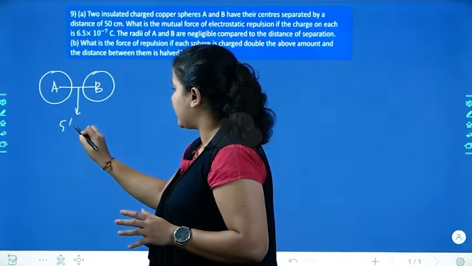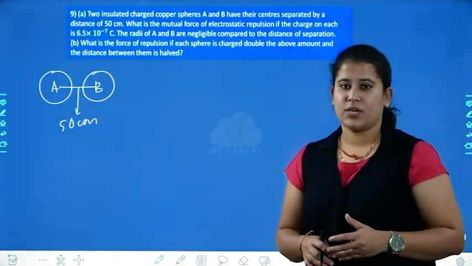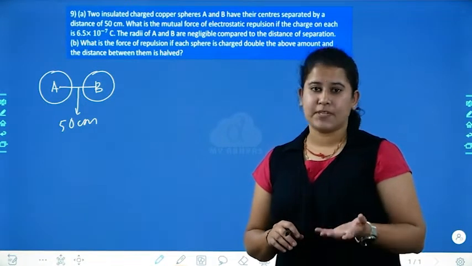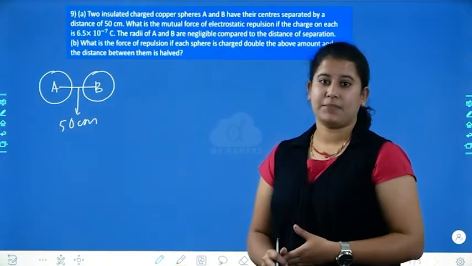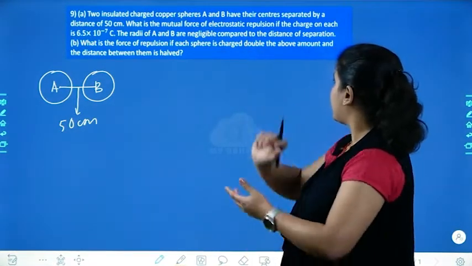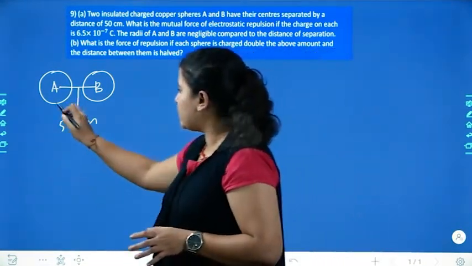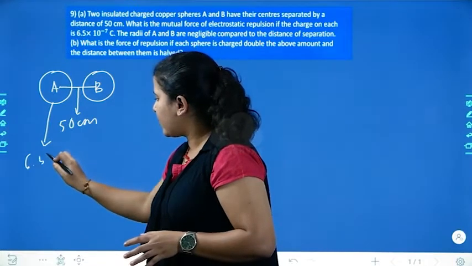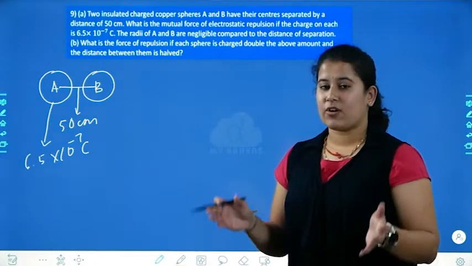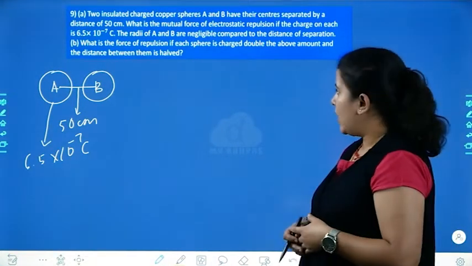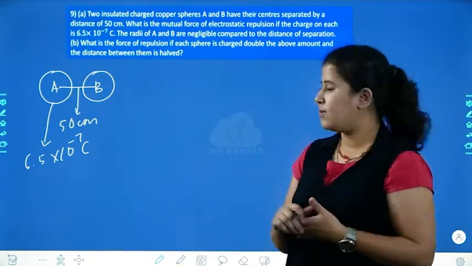So what is the mutual force of electrostatic repulsion? They have given me a repulsive force, which means you can imagine that both the spheres have the same charges. If the charge on each is 6.5 into 10 raised to minus 7 coulomb, so this charge is there on A and also on B. The radii of A and B are negligible when compared to the distance between them.